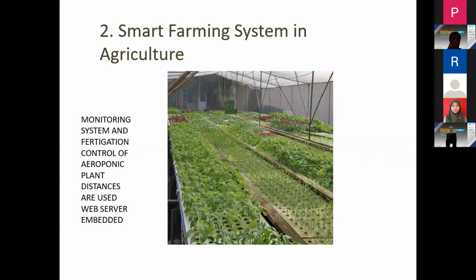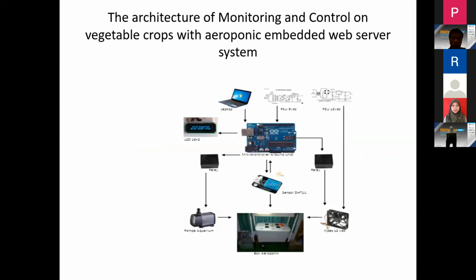This, for example, is the smart farming system for agriculture. This is, for example, an embedded system. We can design the microcontroller and sensor also. And right now we are doing research about wireless sensor networking.